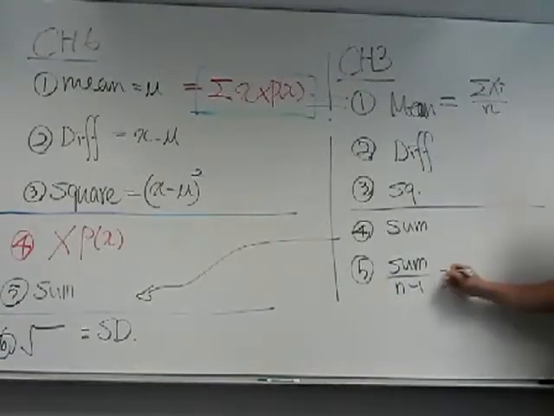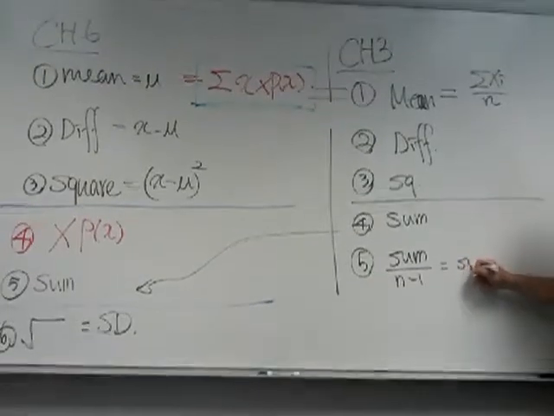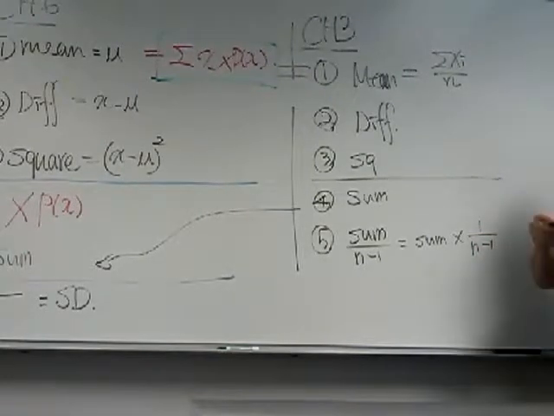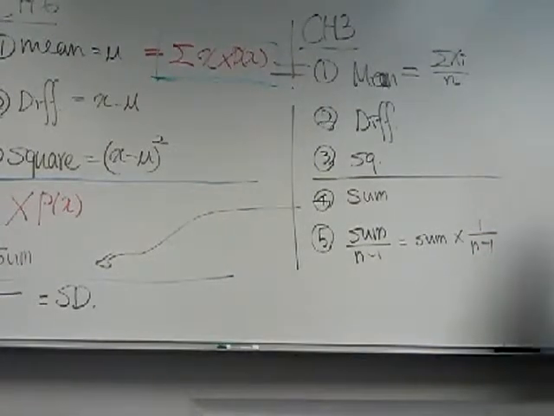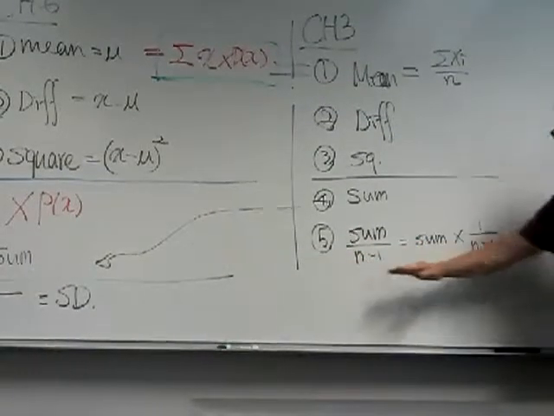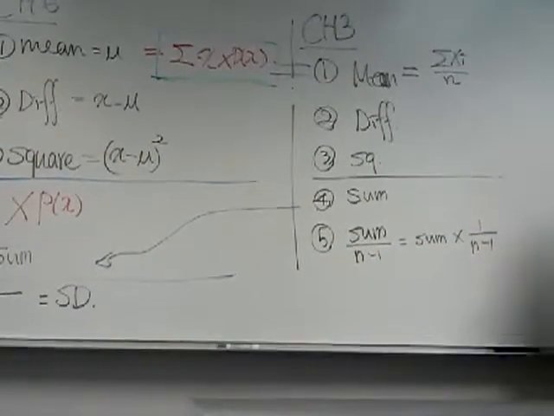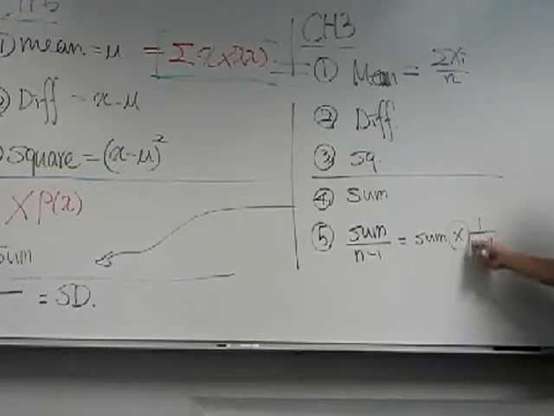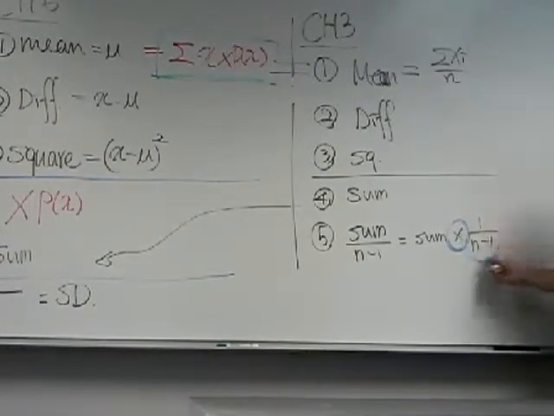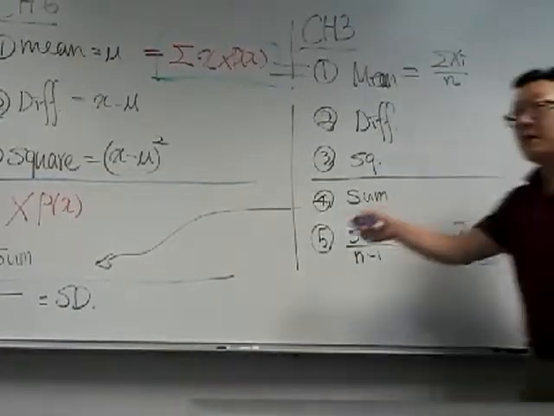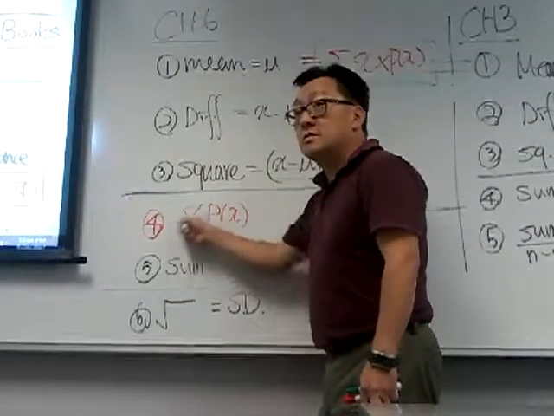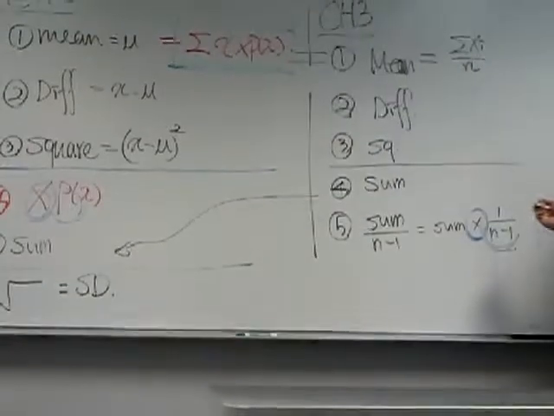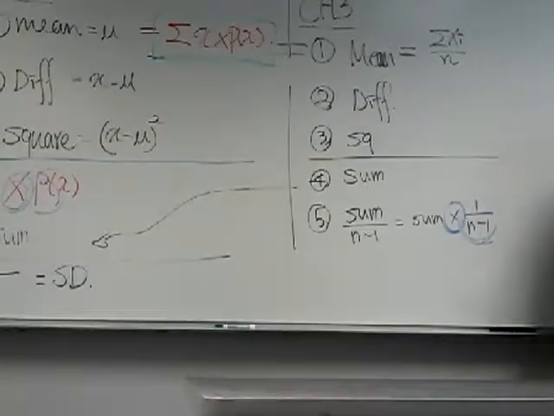But look at this. Can I rewrite the sum times 1 over n minus 1? Is this the same as this? Actually in chapter 3 we did times 1 over n minus 1. What are we doing? Times probability. Actually 1 over n minus 1 was a kind of a probability.